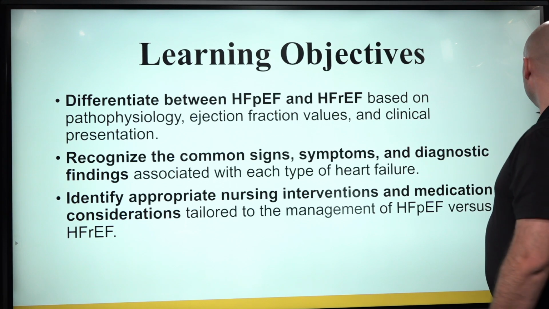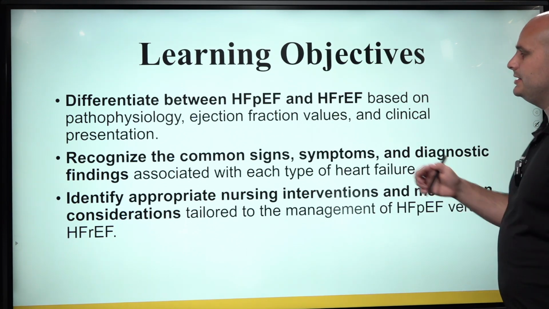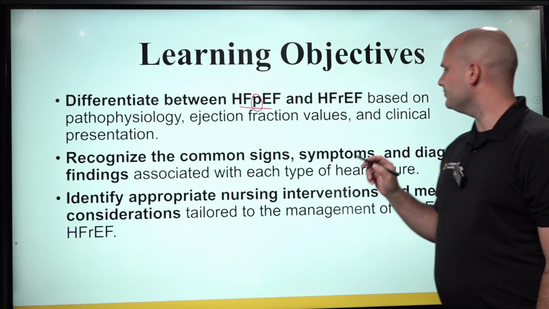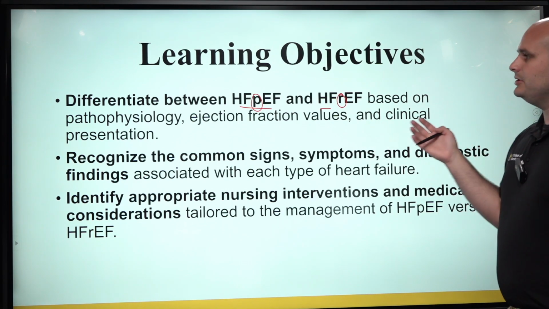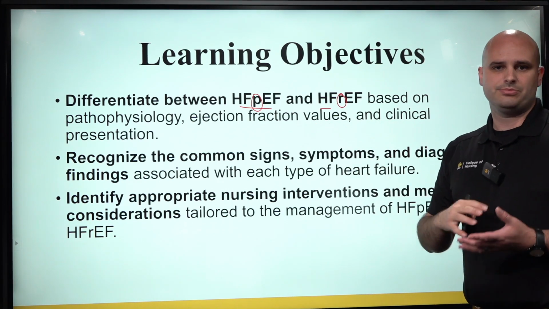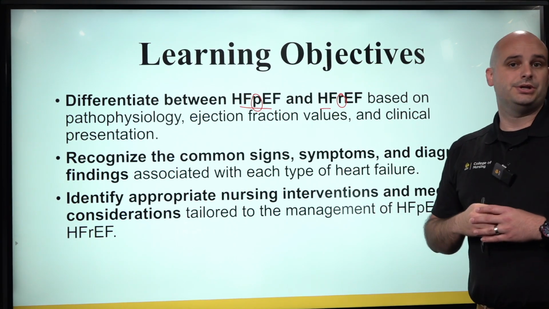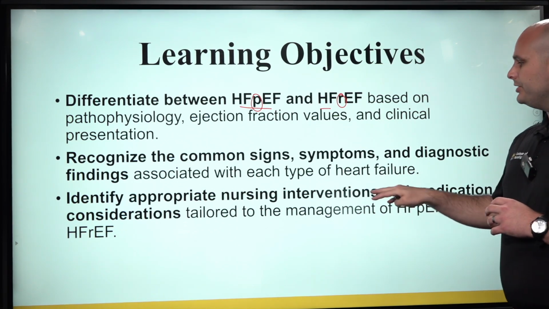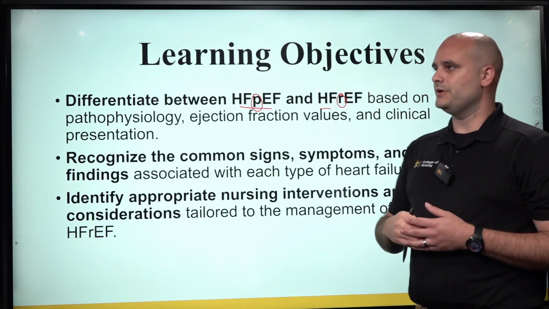Some of our learning objectives for today: we're going to learn the difference between heart failure with a preserved ejection fraction versus heart failure with a reduced ejection fraction. We'll look at these from what's going on with the patient, presentation, how we treat them, the signs and symptoms, and what we're going to do to figure out, hey, what is their EF? And then we're going to look at our nursing interventions and medication considerations specific for heart failure.